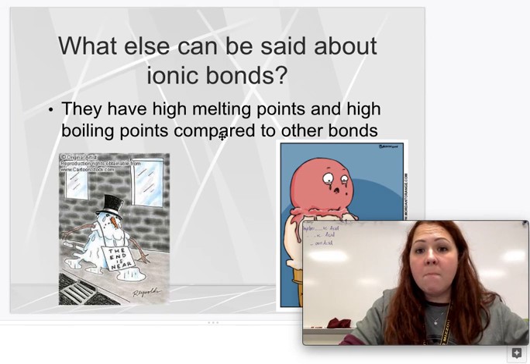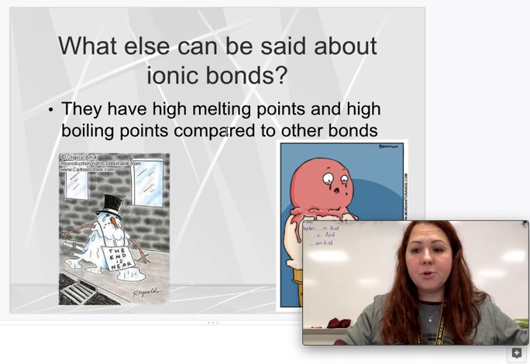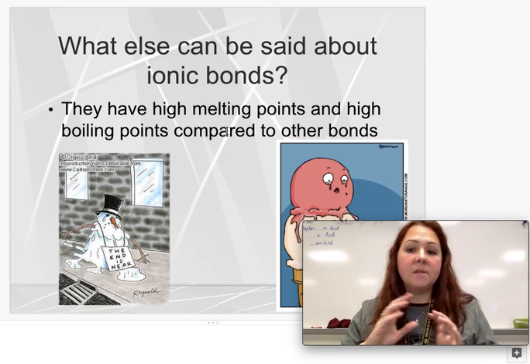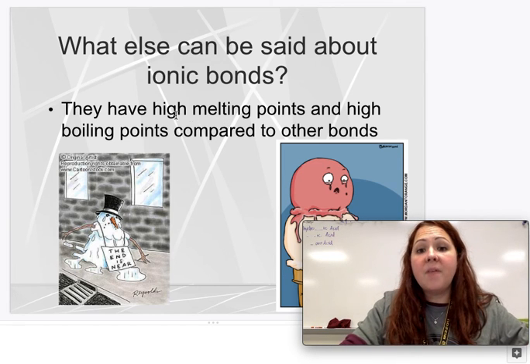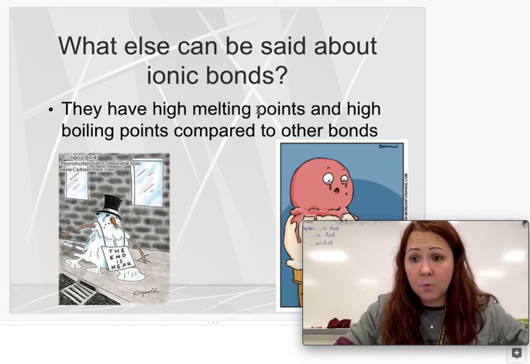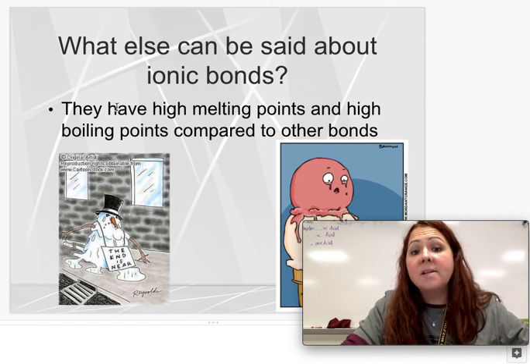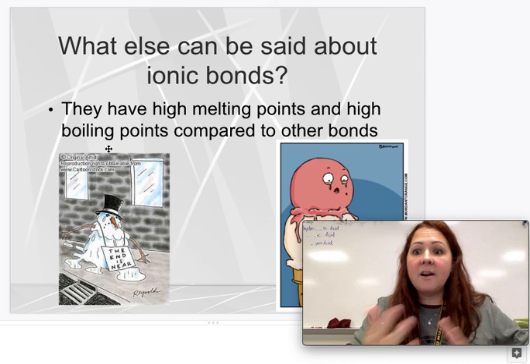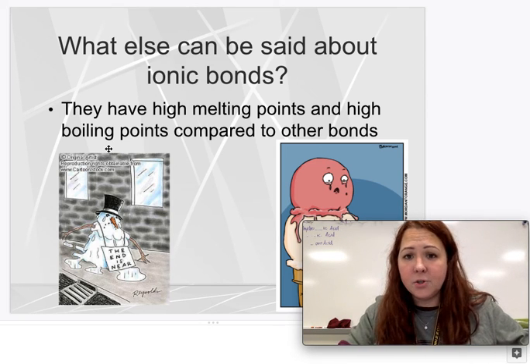Now with your melting points and your boiling points, the melting point is the temperature at which something melts, the boiling point is the temperature at which something boils, so you're going through a phase change. They have super high melting points. It takes a lot of energy to break down those crystal structures. Same thing with the boiling points. It takes a lot of energy to break these things down and go from one state of matter to the other.